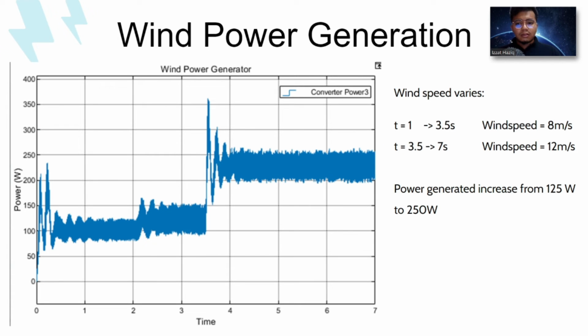And this is the power output of the wind power generator. The speed of the wind is set to be 8 meters per second and then changed to 12 meters per second. At 8 meters per second we can see the power output is about 125, and when it changed to 12 meters per second the power output becomes 250. This is because the wind power increases when the speed of the wind increases.